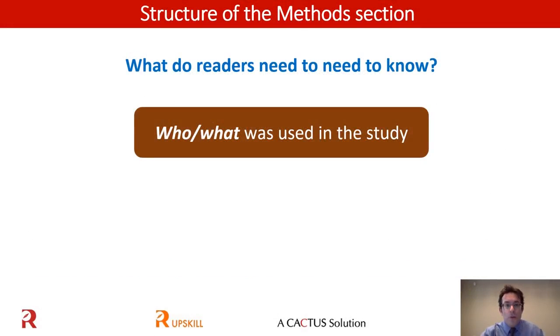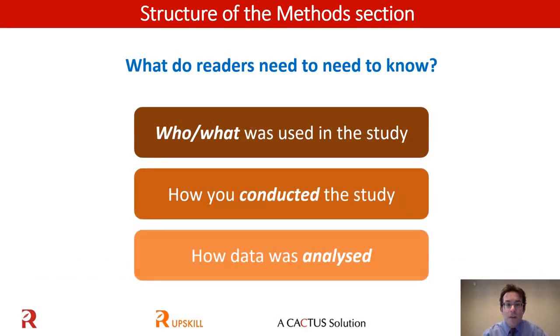So, what do your readers need to know? In the method section, they need to know three key things. Readers need to know who or what was used in the study. Did you do a field study? Did you collect human samples? Did you use animals? What or who did you use in your study?